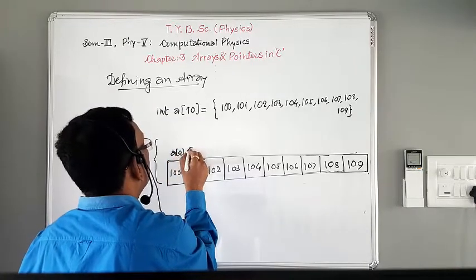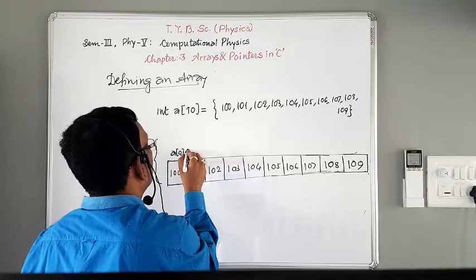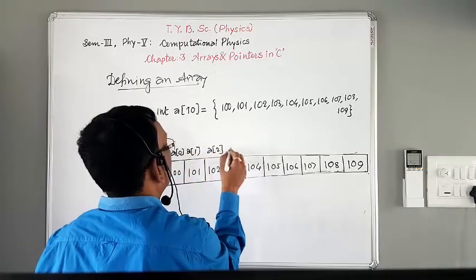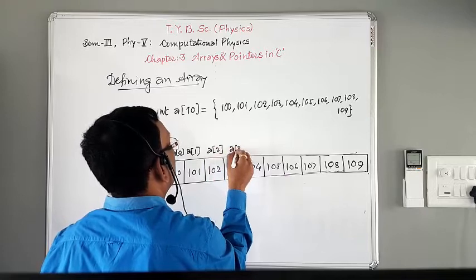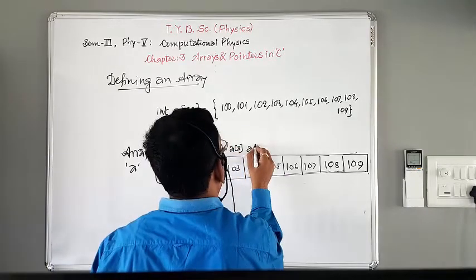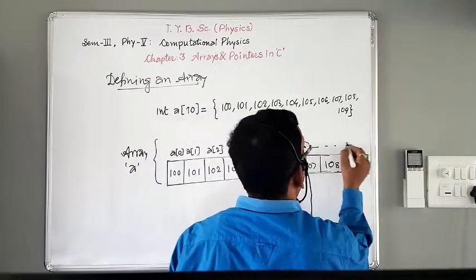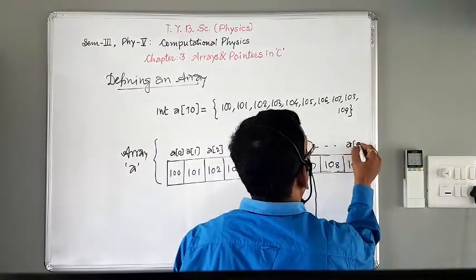A0, A1, A2, A3, A4, like this, up to A9.